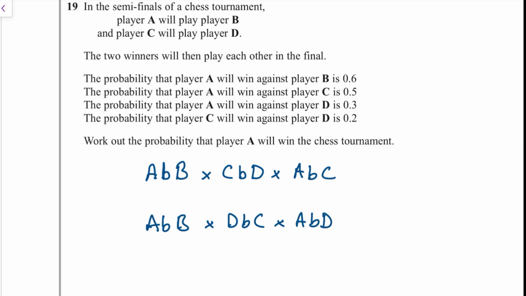Oh, and then it gives me the probability. So the probability that player A will win against B is 0.6. So these are both 0.6.